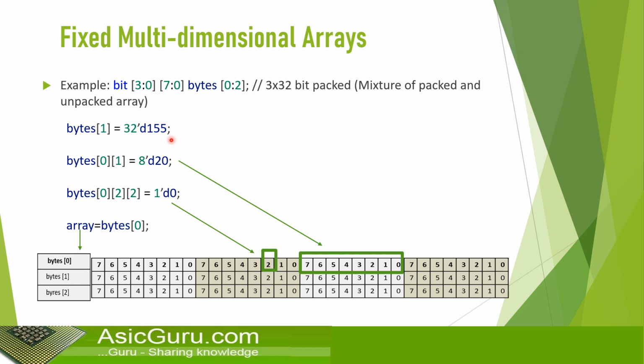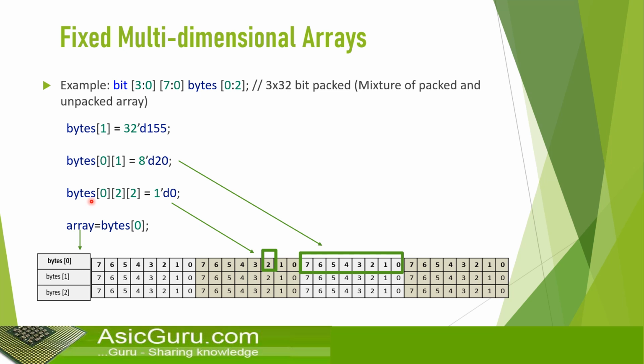When we say byte 1 equals this assignment, it would assign a 32-bit value to the second row because byte 1 means second row. When we say byte 0, 1, it means from the first row, assign this value to the second vector, because indexing starts from 0. This is the first vector and this is the second vector. We are accessing the index 1. So this 8-bit value would be assigned to these bits.